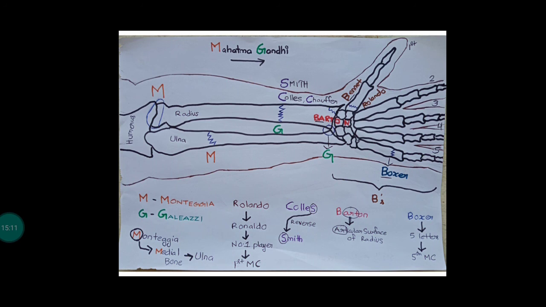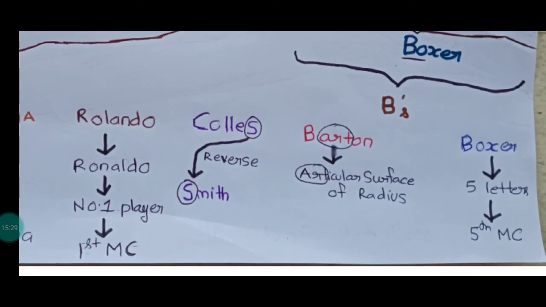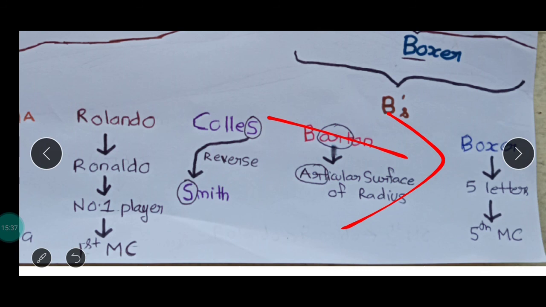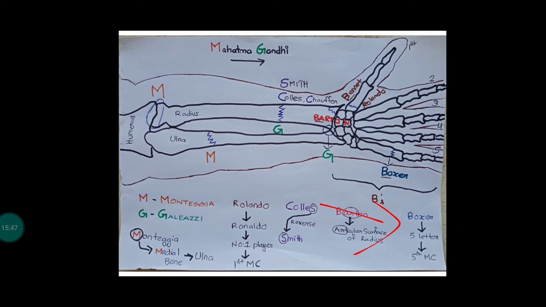How can you remember? As we all know, Boxer's fracture is seen in boxers, right? That is, it is due to their punching of the other fist. So to remember the location of Boxer's fracture, just remember Boxer has 5 letters, right? BOXER, 5 letters, and so it is seen in the 5th metacarpal bone. Okay, so this is how you remember Boxer's fracture.